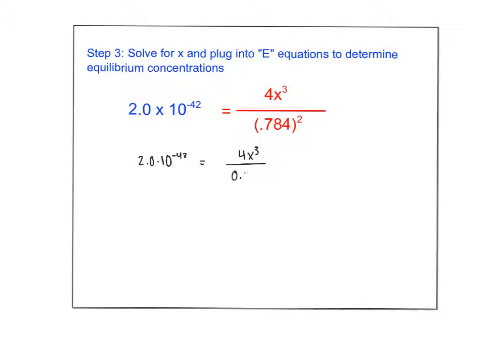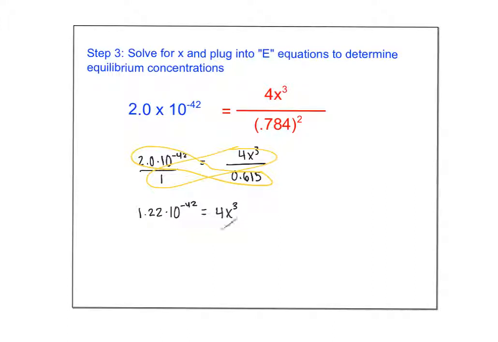Squared, I get 0.615. And then what I'm going to do is put this over 1. Dividing that by 1, or putting it in a fraction over 1, doesn't actually change anything, but now I can easily crisscross multiply. So when I take 2.0 times 10 to the negative 42nd times 0.615, I get 1.22 times 10 to the negative 42nd. And 4x to the third times 1 is just 4x to the third.